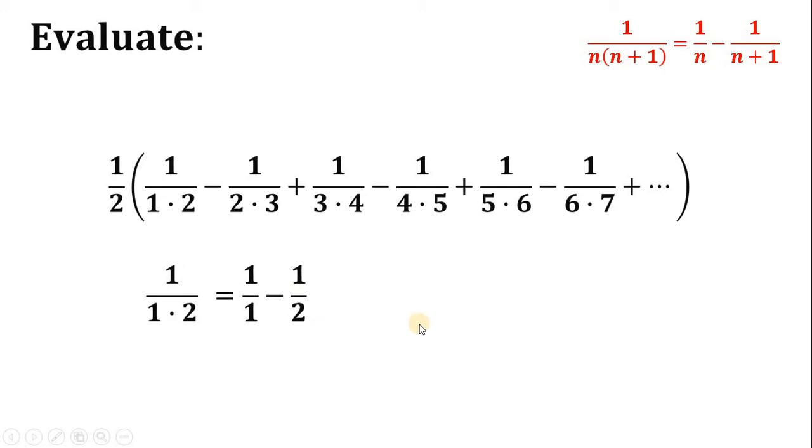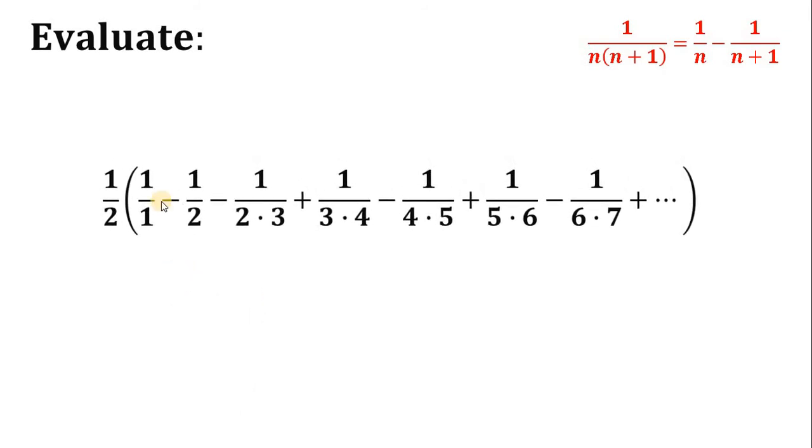Now again, let's verify this before we use this identity. Let's watch this. And now clearly that 1 over 1 minus 1 over 2 is the same thing as 1 over 1 times 2. So we can replace 1 over 1 times 2 with 1 over 1 minus 1/2. And now let's simplify. 1 over 1 is just 1.